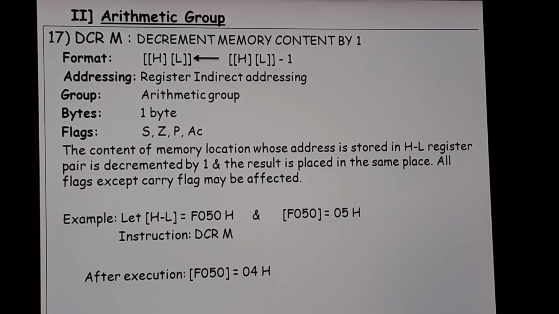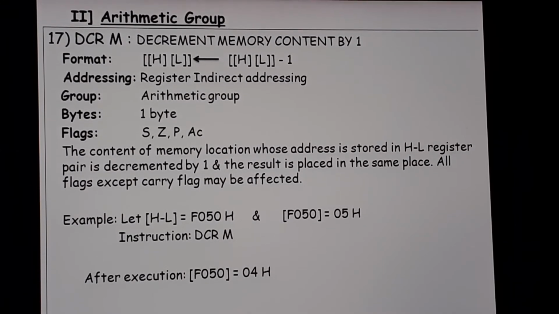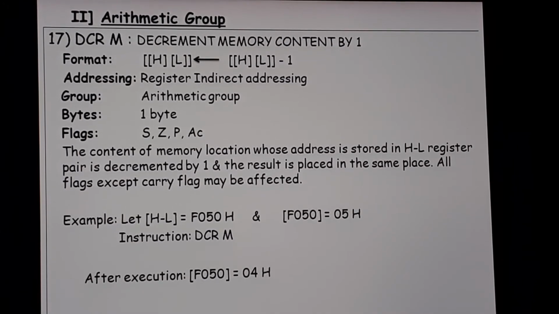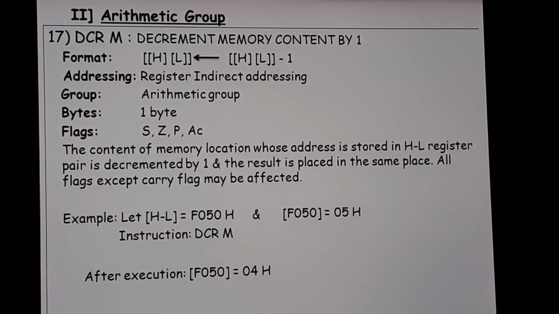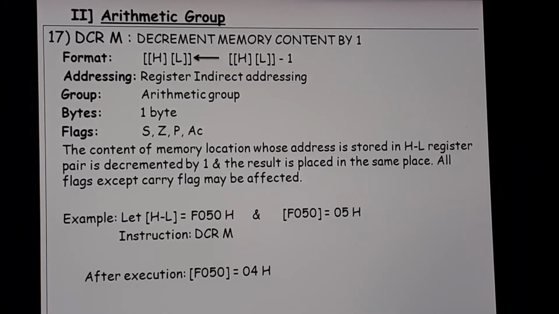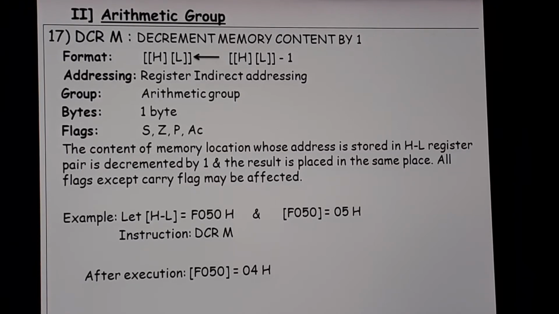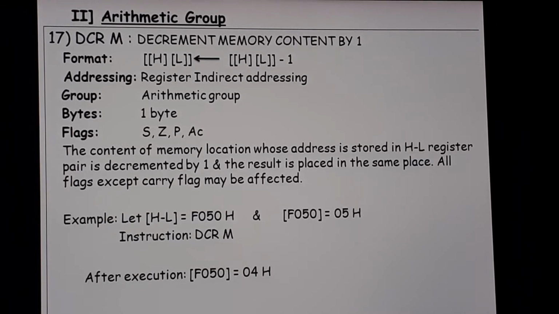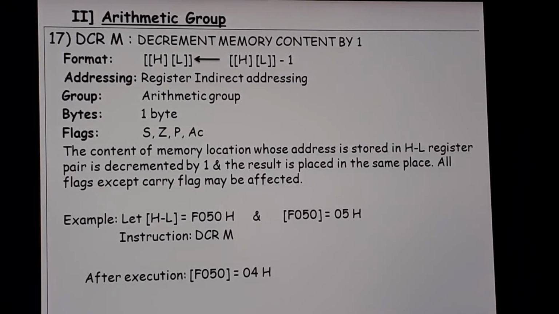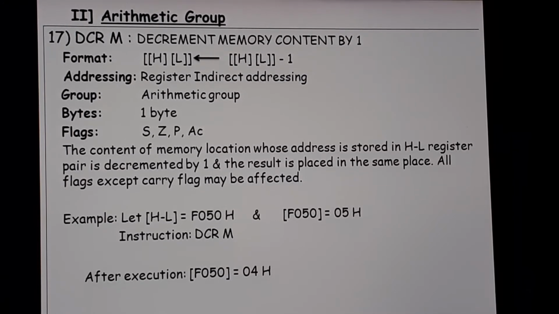Now the next instruction in the arithmetic group is the 17th one, that is DCR M, same as DCR R. DCR M stands for decrement memory content by 1. The format is given as HL minus 1. Whenever you see M in the instruction, you will write HL in the format or anywhere in the explanation. HL minus 1 and the result is stored in HL itself. It is register indirect addressing mode, because M is present in the instruction. Bytes will be 1 byte, since there is no data or operand present in the instruction.